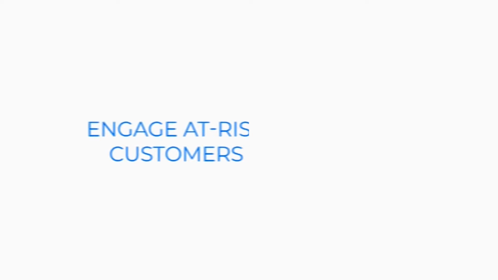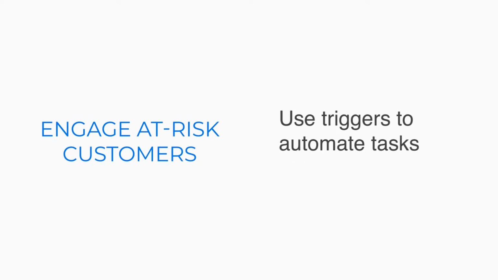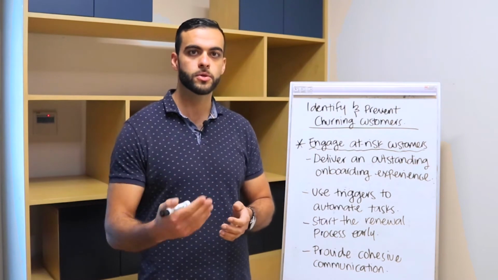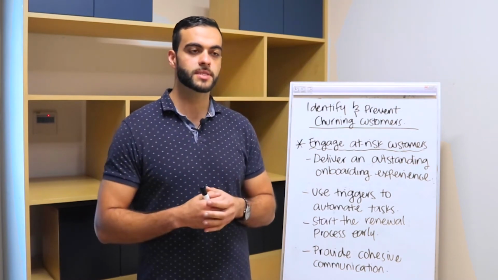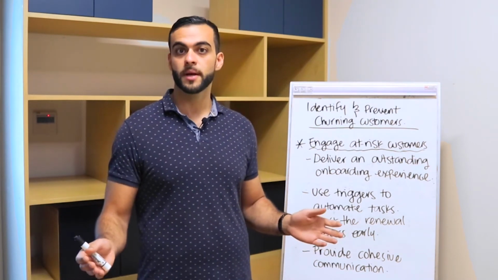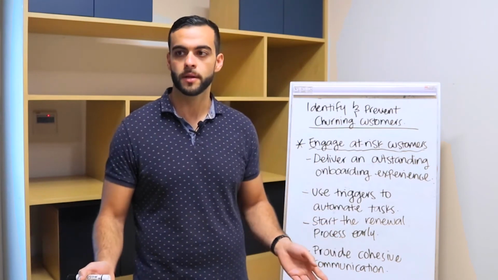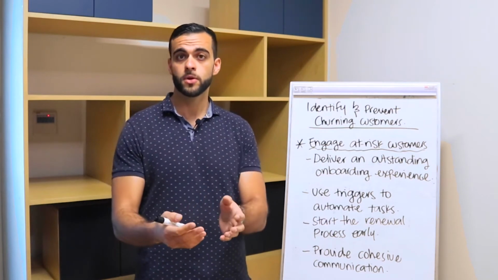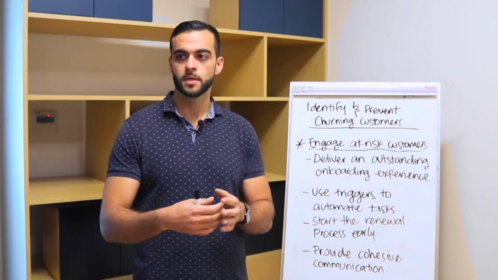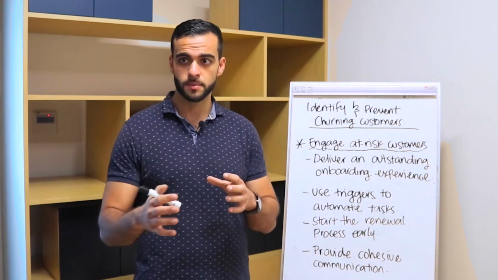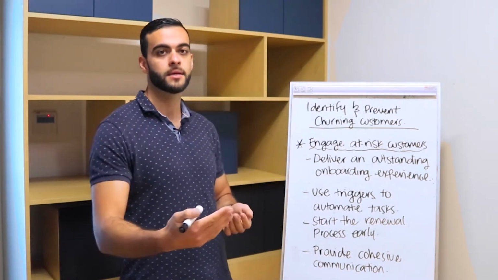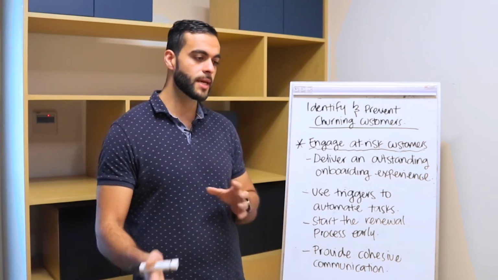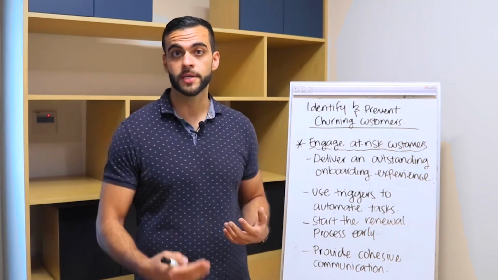Use triggers, okay, to automate tasks when at-risk behavior is detected. Okay, so we talked about, for example, low usage of your software. Let's say, for example, a user hasn't used your product for about a month now. Okay, they haven't even logged into the product. So what you want to do is use automation to monitor those behaviors for you and then set up triggers so that these next steps and at-risk customers are detected and then assigned, for example, to a customer success or customer support agent.